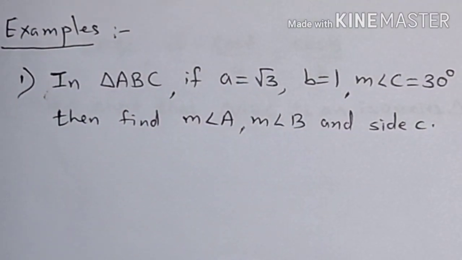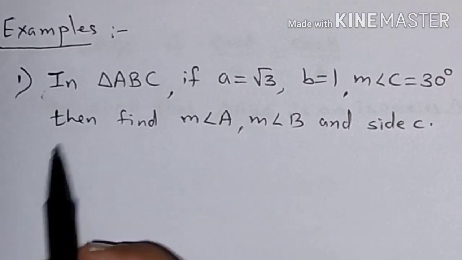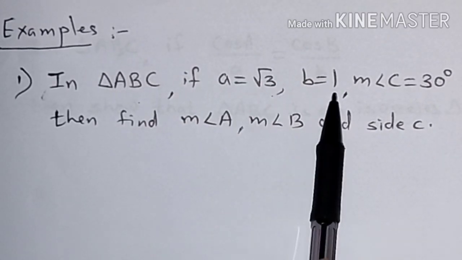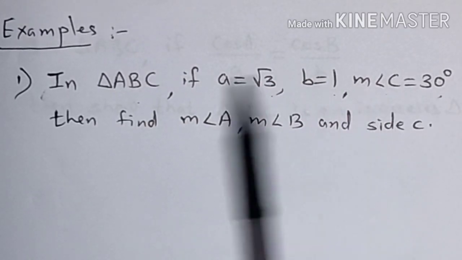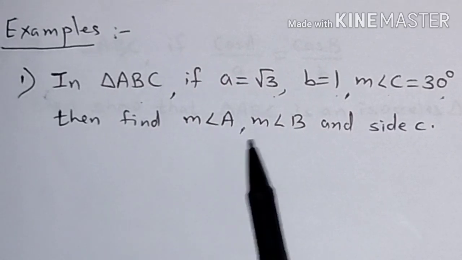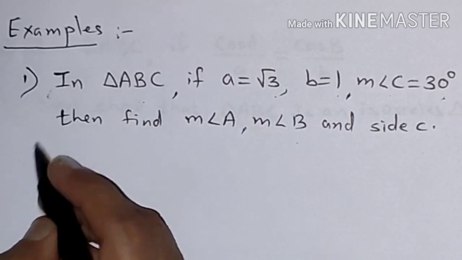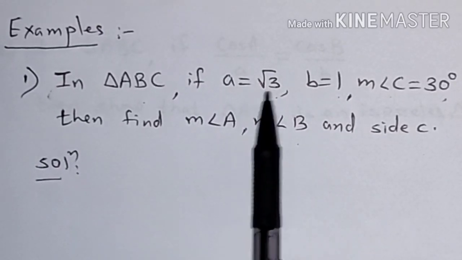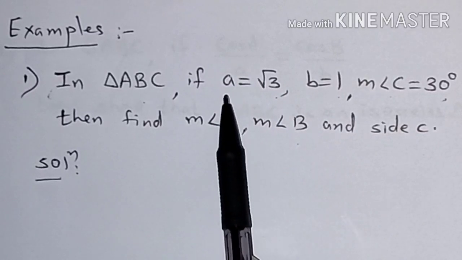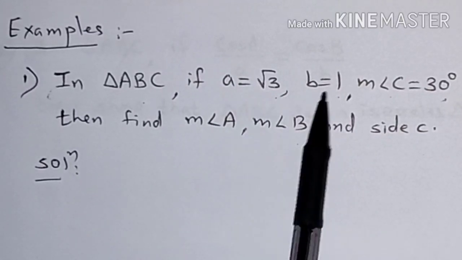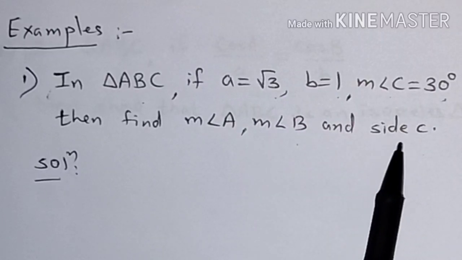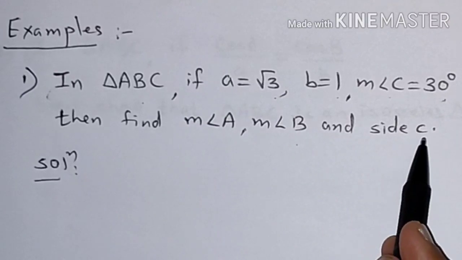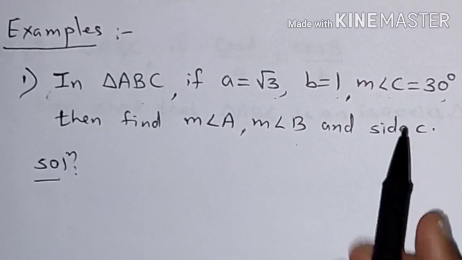Let's see applications of the cosine rule. A few examples we'll discuss. First example: in triangle ABC, if a is equal to root 3, b is equal to 1 and measure of angle C is equal to 30 degrees, then find the measure of angle A, measure of angle B and side c. We are given sides a, b and angle C, and what we want to find is side c. So we can easily apply the cosine rule here and directly get the value of c.